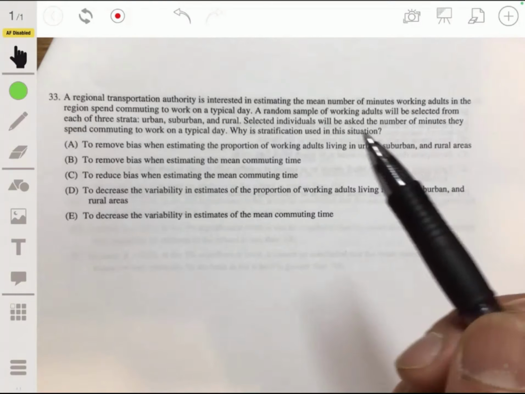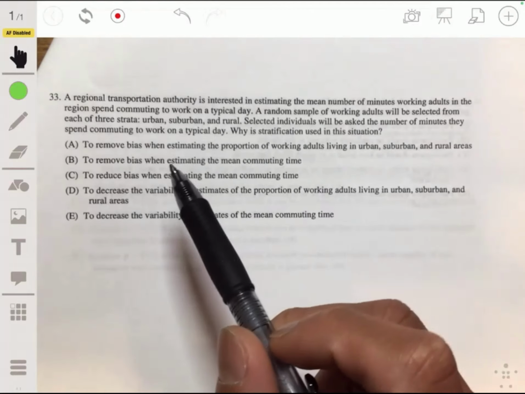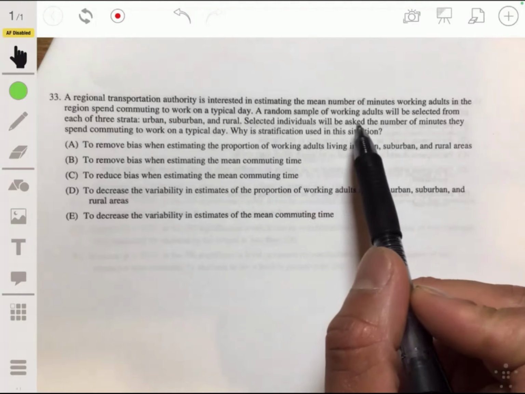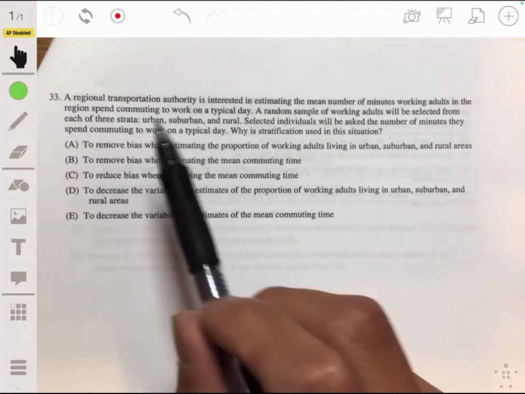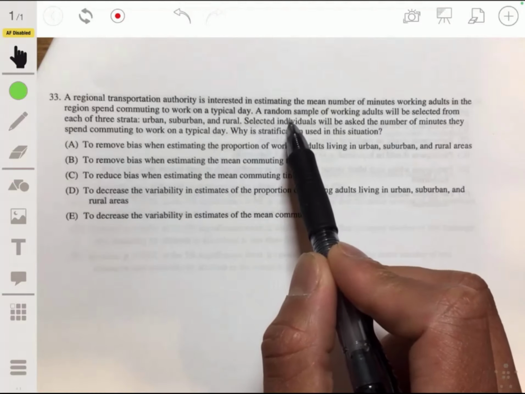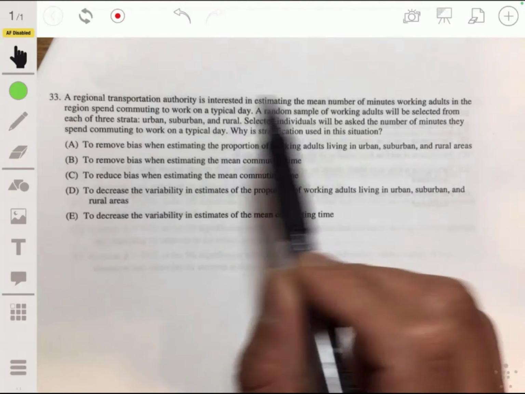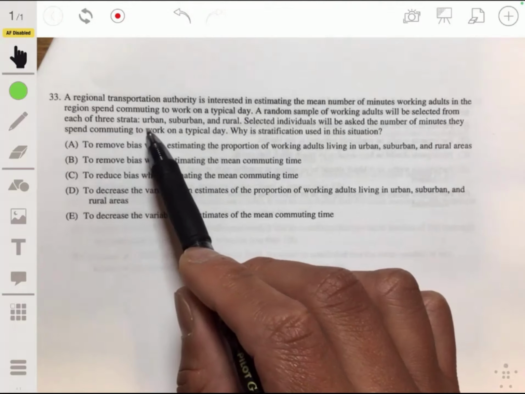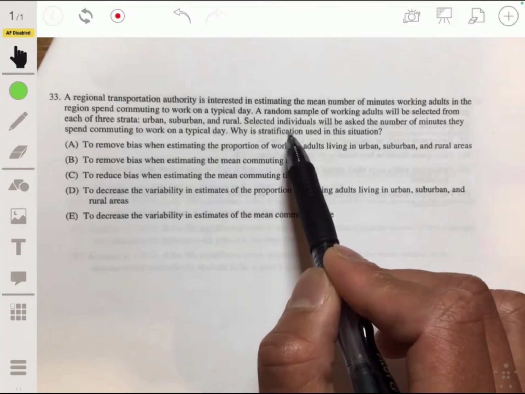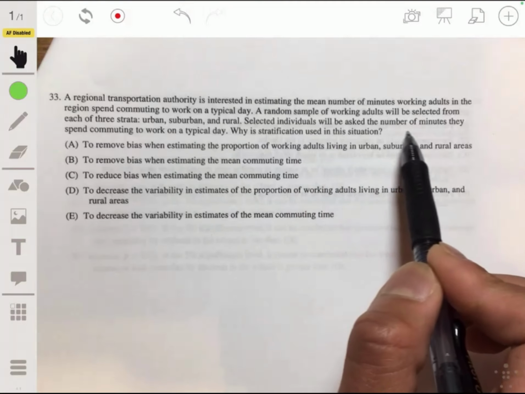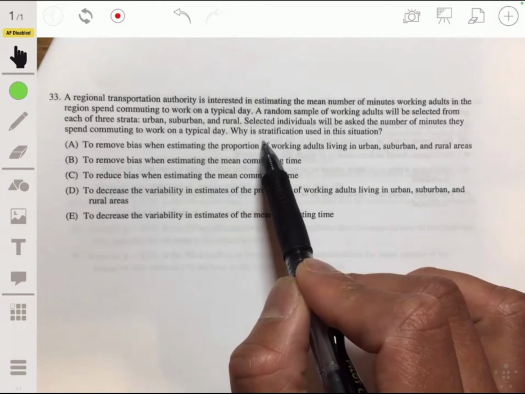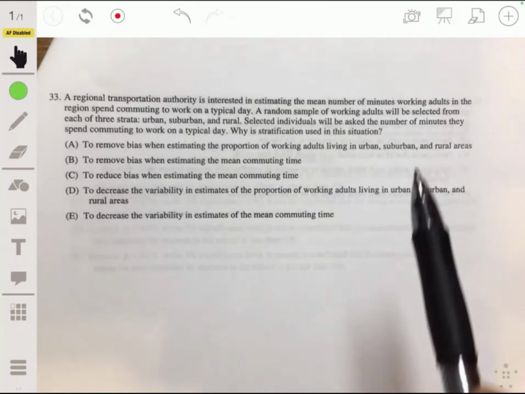All right, so picking up on problem 33, we have that a regional transportation authority is interested in estimating the mean number of minutes working adults in the region spend commuting to work on a typical day. So a random sample of working adults will be selected from each of the three strata: urban, suburban, and rural. Selected individuals will be asked the number of minutes they spend commuting to work on a typical day. Why is stratification used in this situation?